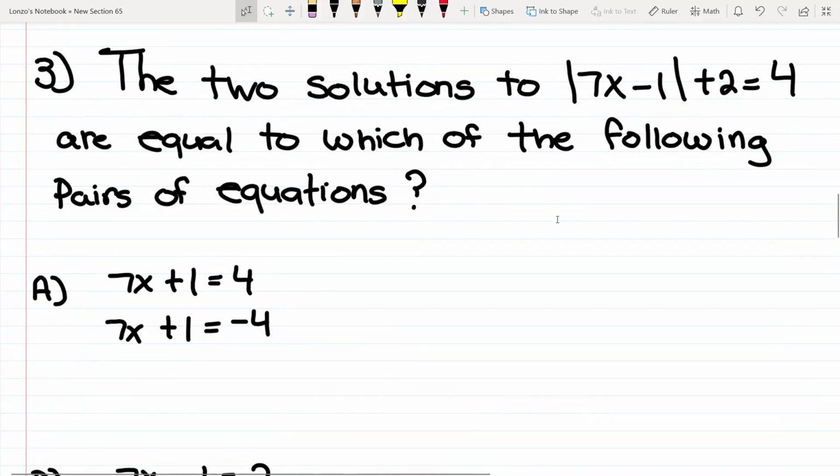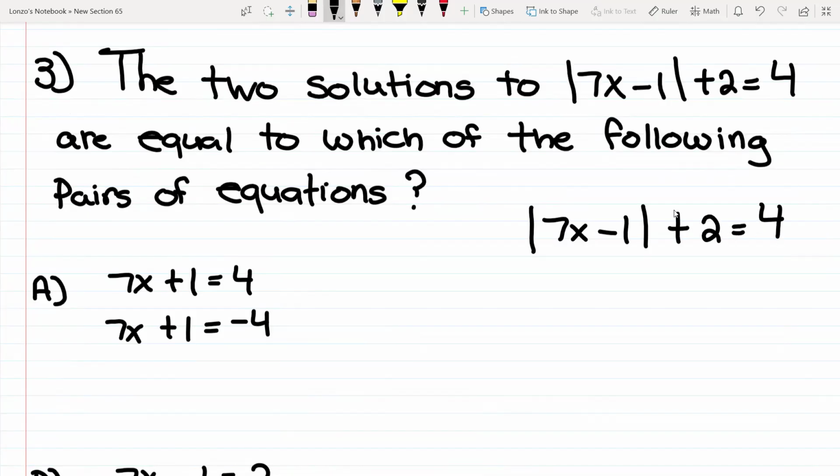So let me write it out again. We have the absolute value of 7x minus 1 plus 2 equals 4. Then what I'm going to do is subtract 2 from both sides. So you get the absolute value of 7x minus 1, and then 4 minus 2 is 2. Okay, then what you do is, now you can create two equations.